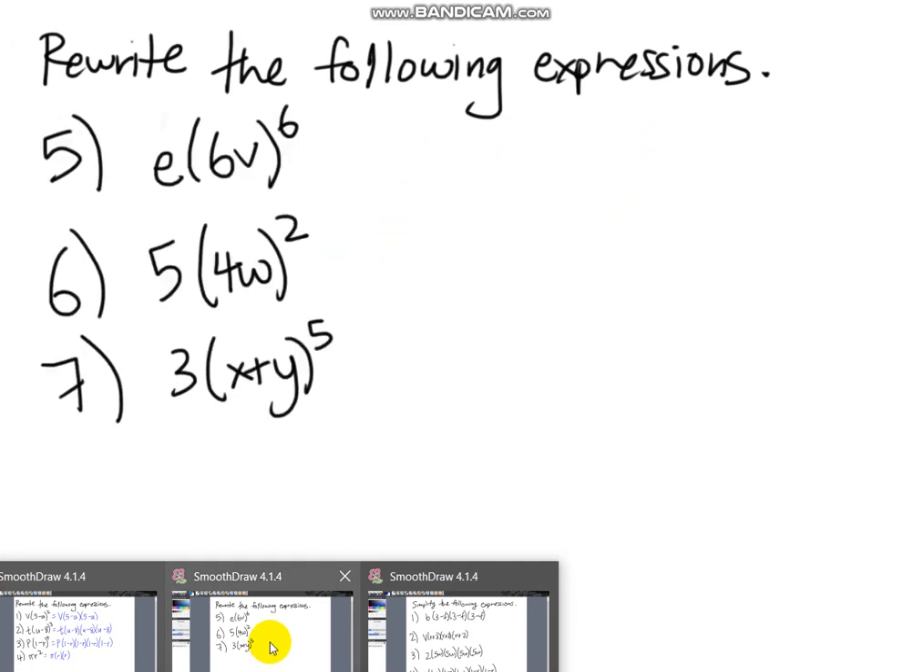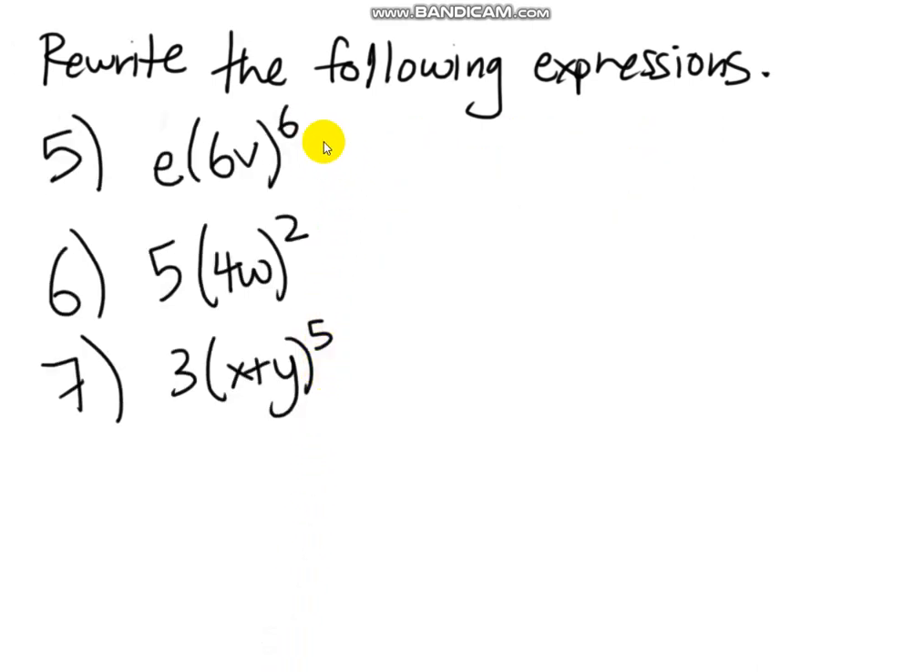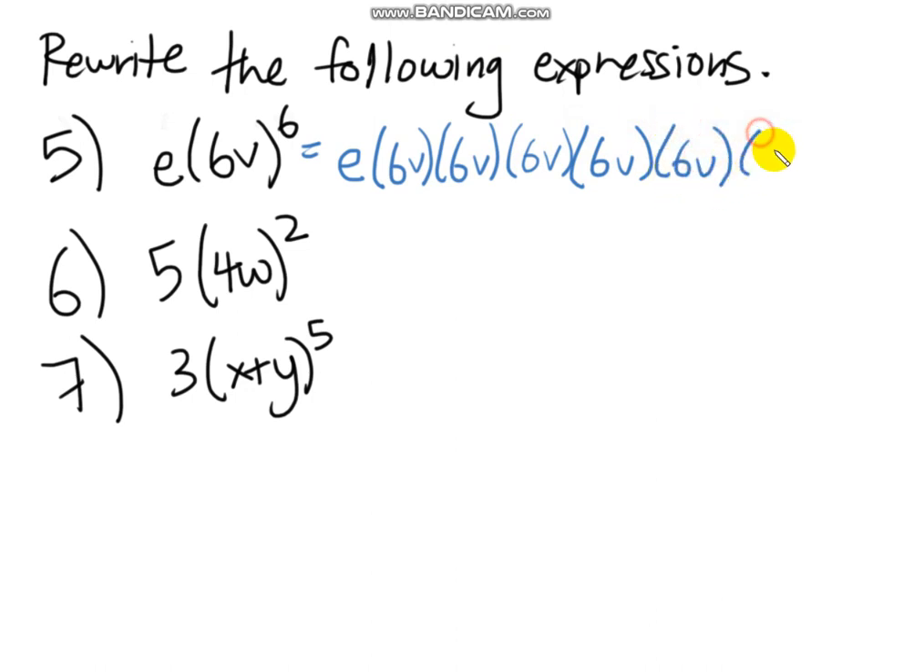All right, so I'll show you a few more, so you get to see the hang of this. It says to rewrite the following expressions. Okay, so this is an e in front. So this is e. 6v raised to the 6th power means we're going to multiply that quantity 6 times. So e times 6v times 6v times 6v times 6v times 6v times 6v. So the power of 6 means that you're multiplying it 6 times. And that's how you would expand it.